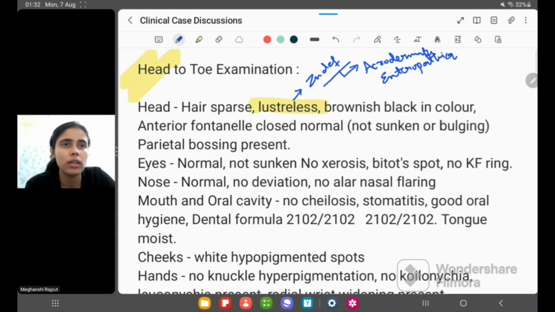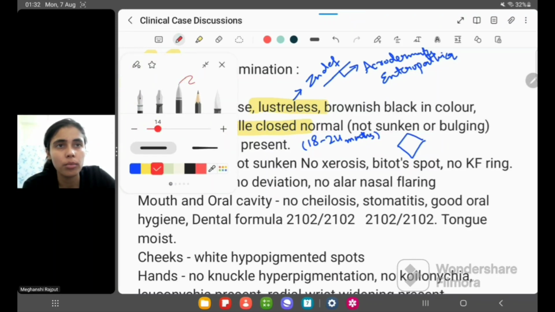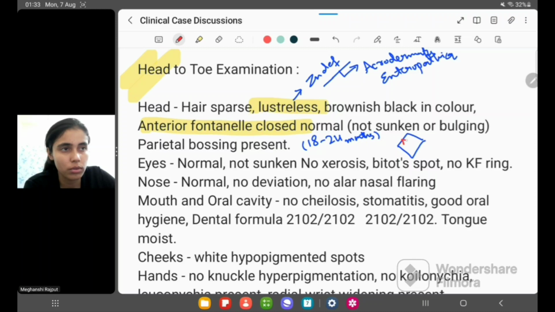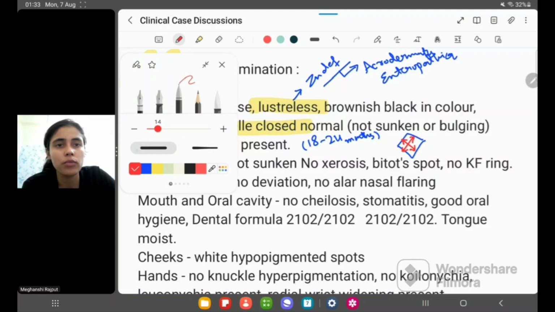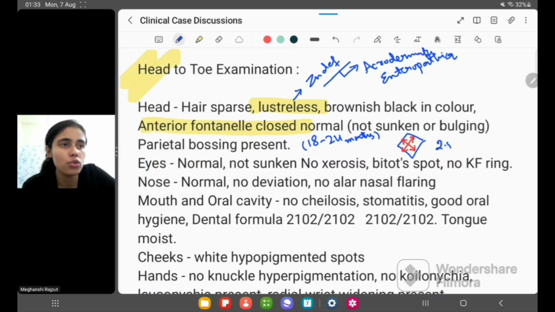Then anterior fontanelle, it is closed. Normally the anterior fontanelle closes by 18 to 24 months, and posterior fontanelle closes at birth, but in 3% of cases it is open. And for this anterior fontanelle, you need to take measurements. It is a rhomboid shaped anterior fontanelle, and for measuring it, you measure it diagonally. So you take from this point like this. Okay. And then you have to specify what the measurements are. Usually it is 2.5 by 2.5 centimeter. Okay, so then you have to check whether this anterior fontanelle is sunken or bulging.